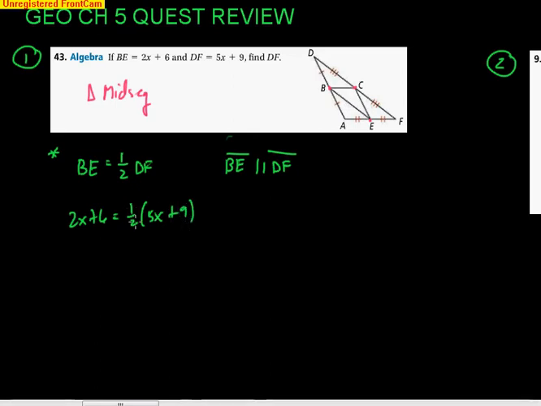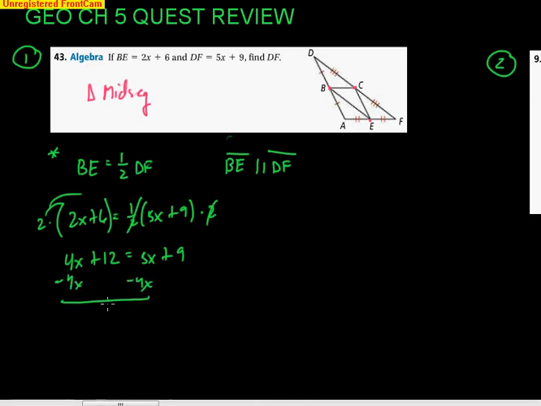And if I were you, I would not want to distribute the 1/2 because it makes these decimals. So I'm going to multiply both sides by 2. When I do that to the left side, everything doubles. Make sure you distribute that 2. So we get 4x plus 12 equals, and on the right side, the 1/2 and 2 cancel. And we get 5x plus 9. Subtract your 4x. 12 equals x plus 9. Subtract 9. 3 is x. So x here is 3.